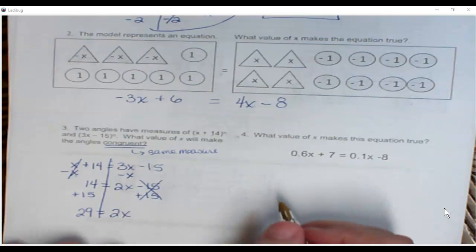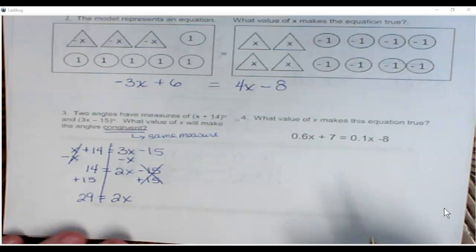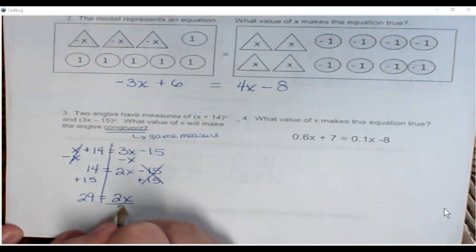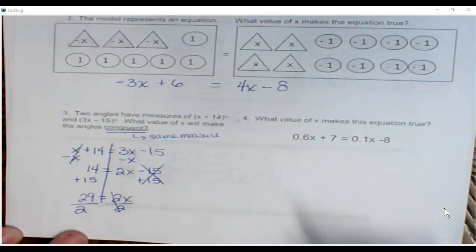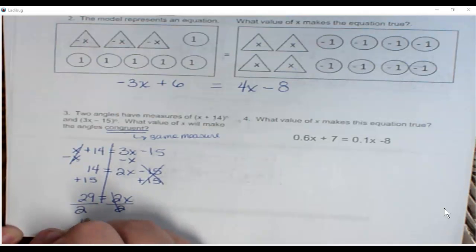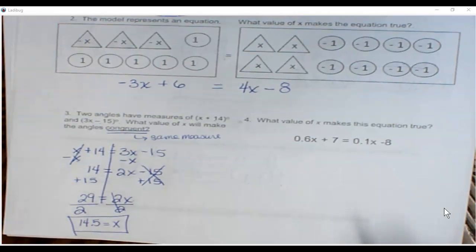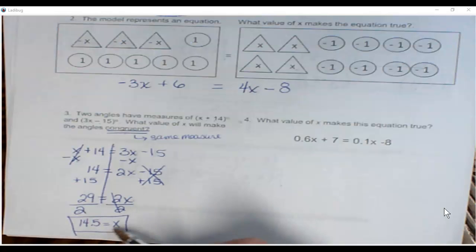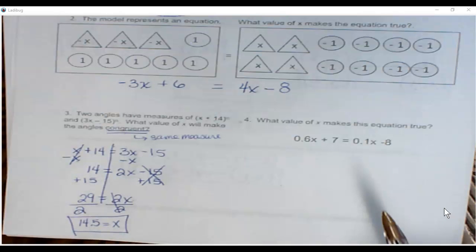And then the final step to get x by itself, remember this is multiplication, 2 times x. So we're going to divide by 2. That cancels. Divide by 2. 2 divided by 2 is 1, so that's just 1x. 29 divided by 2 is 14.5. 14 and 5/10. So when x is equal to 14 and 5/10, both of these two angle measures will be congruent.